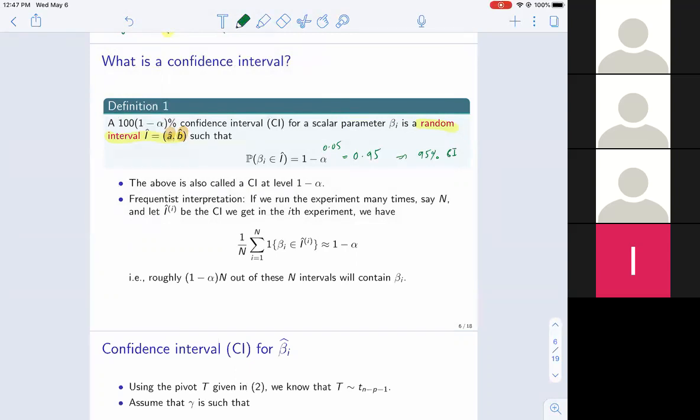And the frequentist interpretation of probability is this. If you run the experiment many times, say n, and each time you observe a realization of this random interval, so at the ith experiment you observe I hat i, then you can approximate this probability.